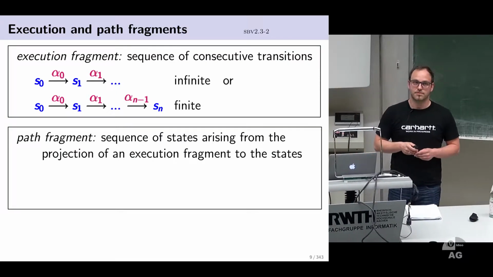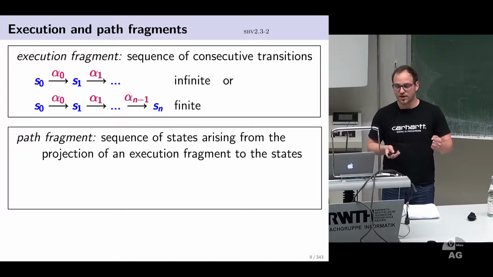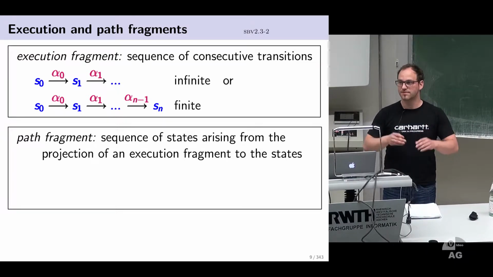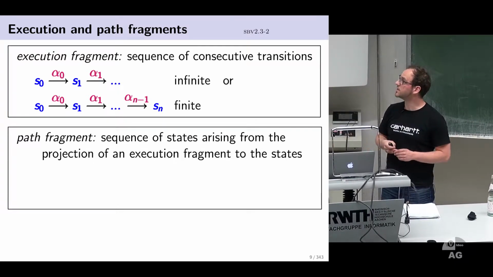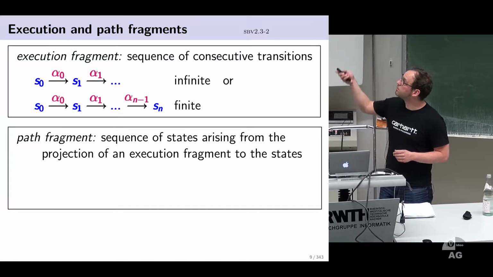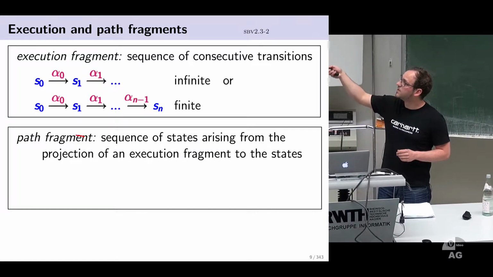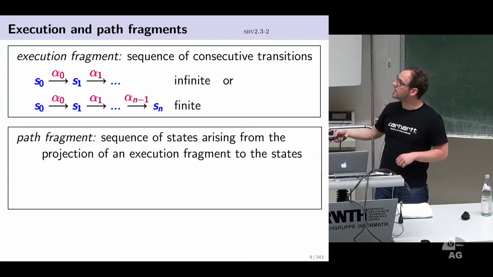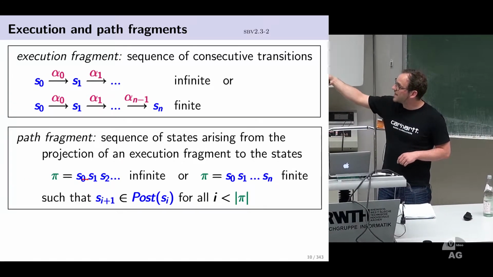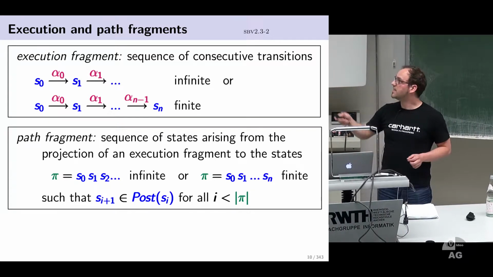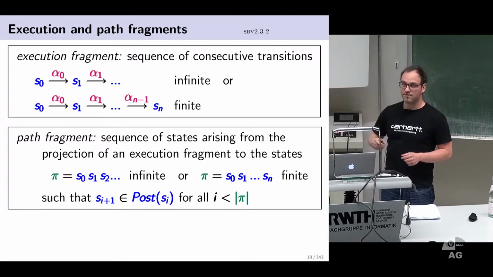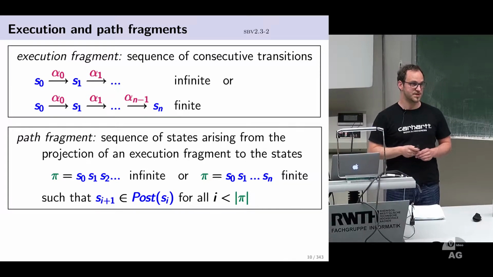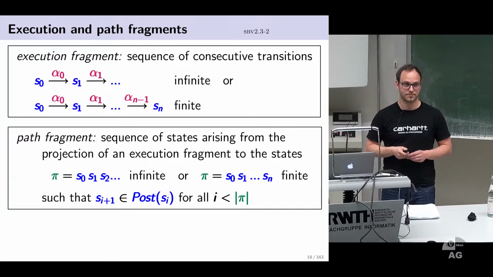Okay, but as I've told you, when we're talking about properties, we're going to abstract from the actions along the transitions. So what we're going to do is project execution fragments to path fragments. We're just going to drop all the actions in between and look at paths as sequences of states that are connected via the transition relation in our transition system, or a state graph if you want to.